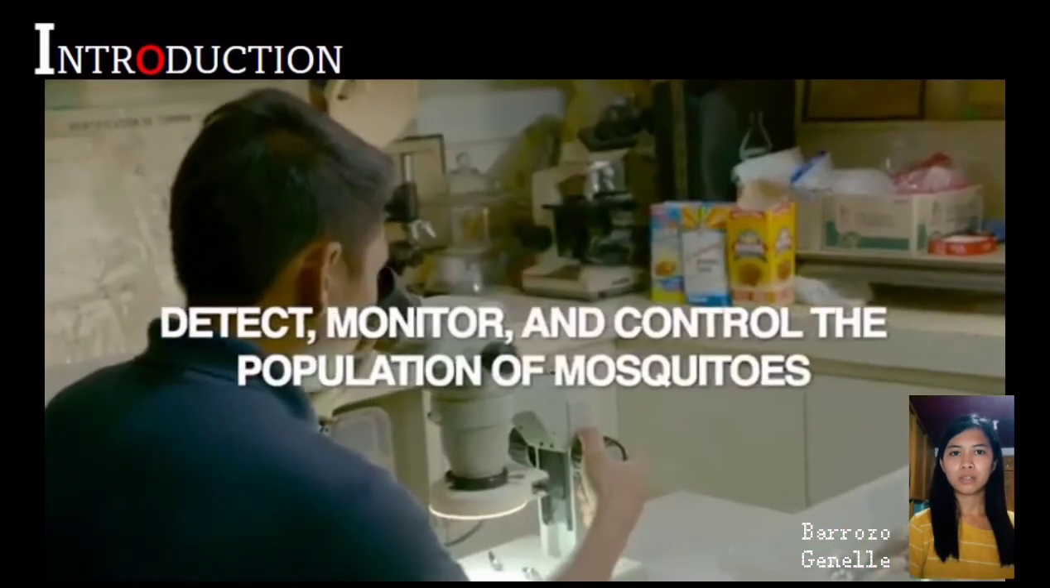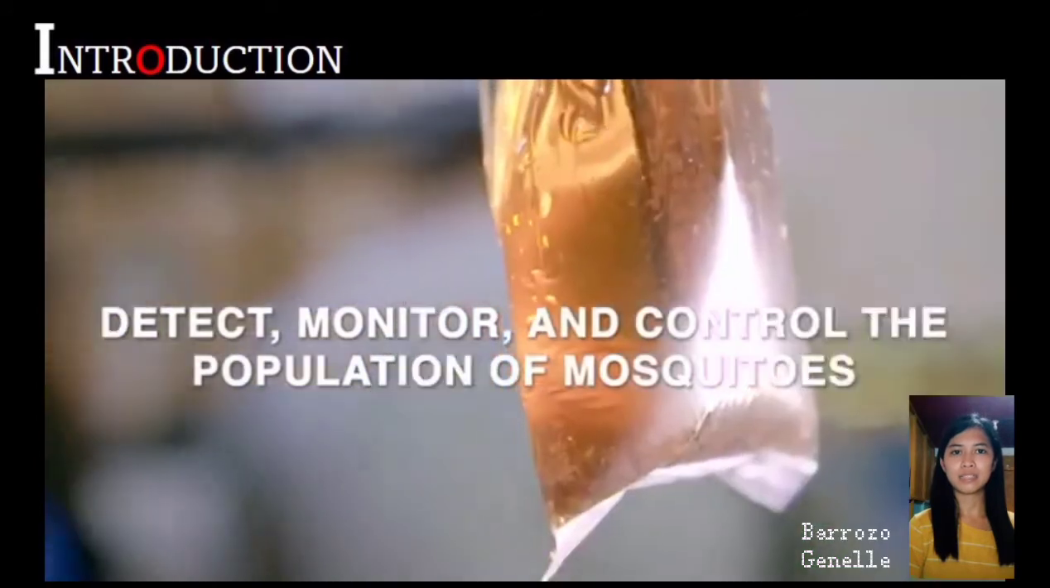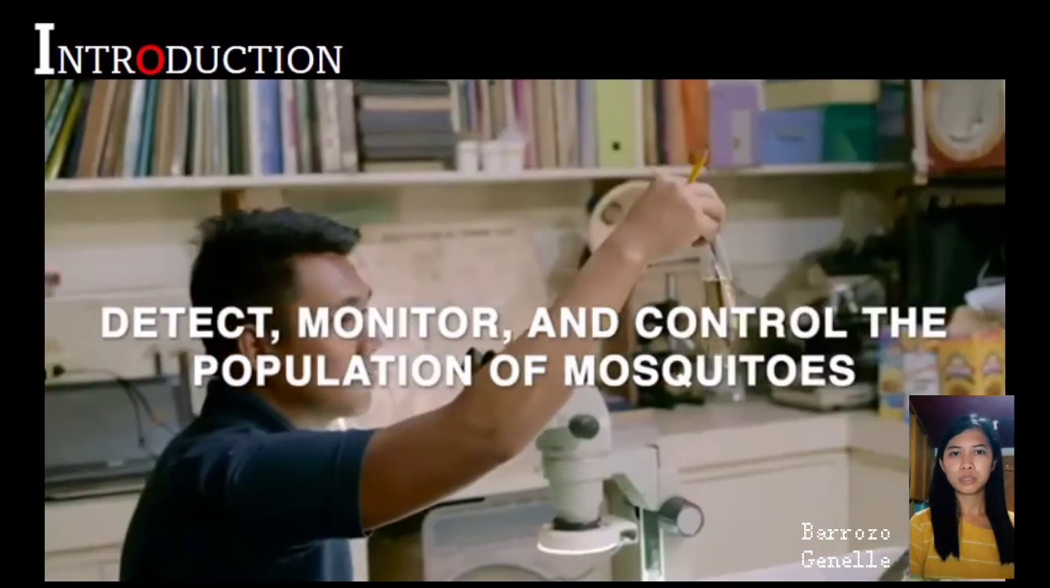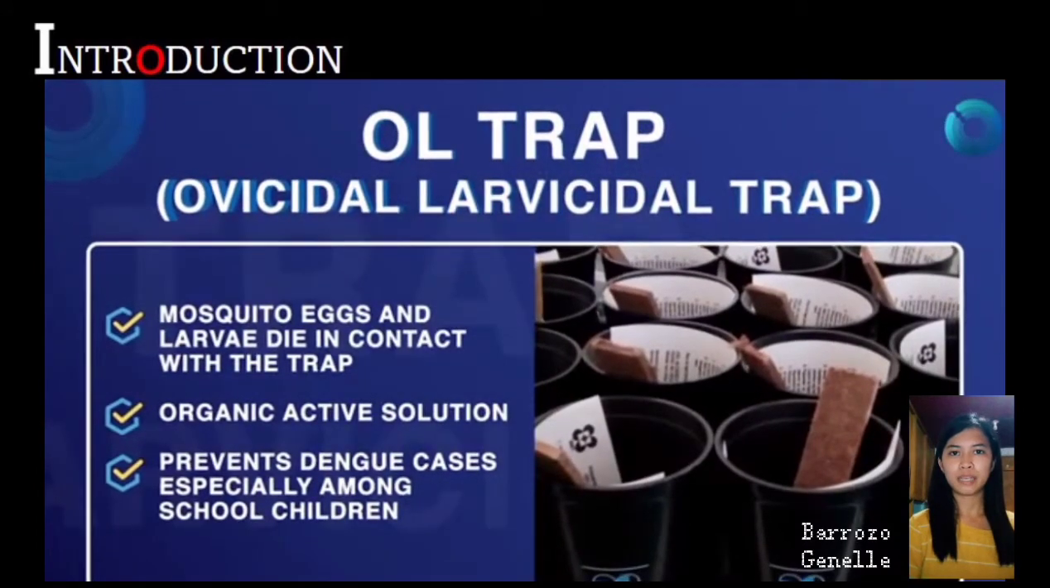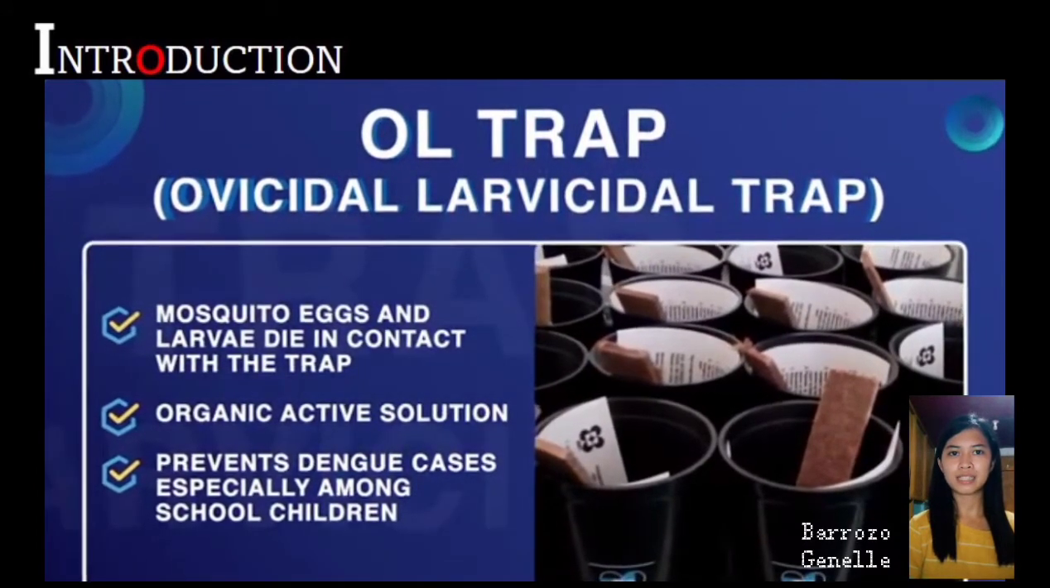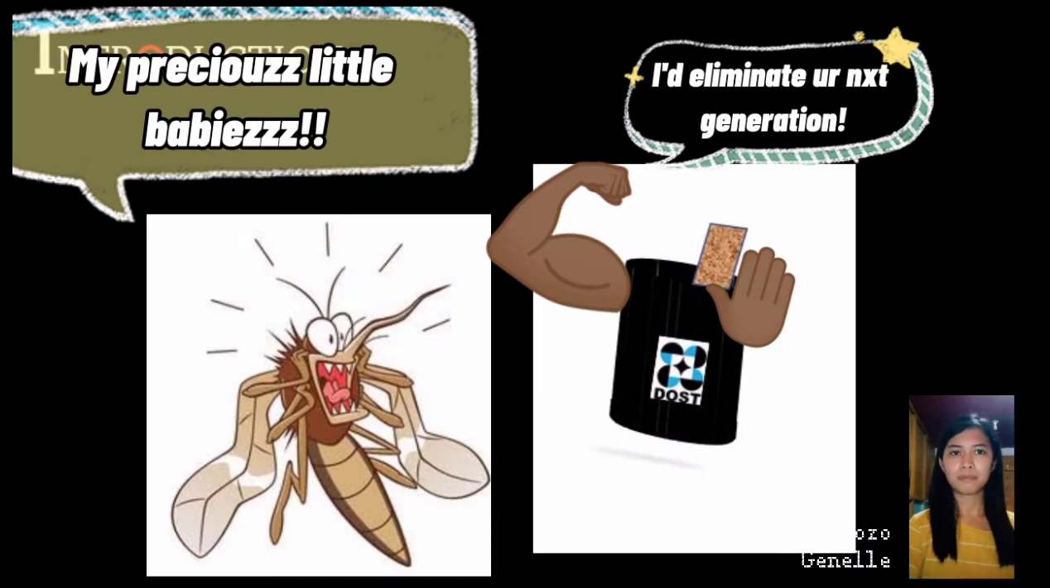It can monitor, control, and detect the Aedes mosquito population, which prompts any impending dengue outbreaks. Aside from being used in Aedes aegypti surveillance, an OL trap can be lethal to mosquito eggs. OL traps allow oviposition but prevent adult emergence, thus reducing the number of Aedes mosquitoes.